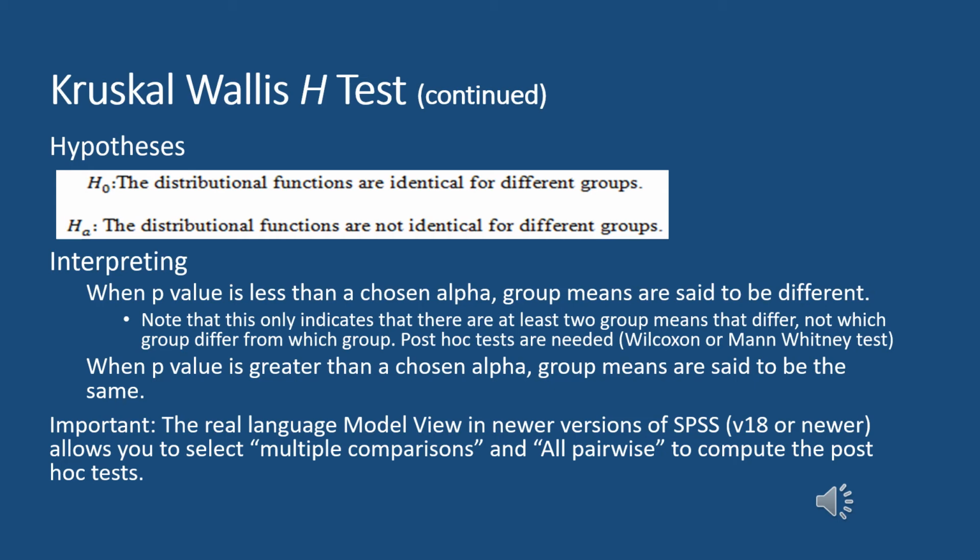And so that's one of the things that's nice about the model viewer in the newer versions of SPSS, that allows you to select multiple comparisons and all pairwise to compute the post hoc test while you're running the test. And so this is something that you'll be able to do hands-on in the Cronk book, but I think you'll also really like the type of output and information it gives you. And for this particular test, when the p-value is greater than your chosen alpha, then the group means are said to be the same.